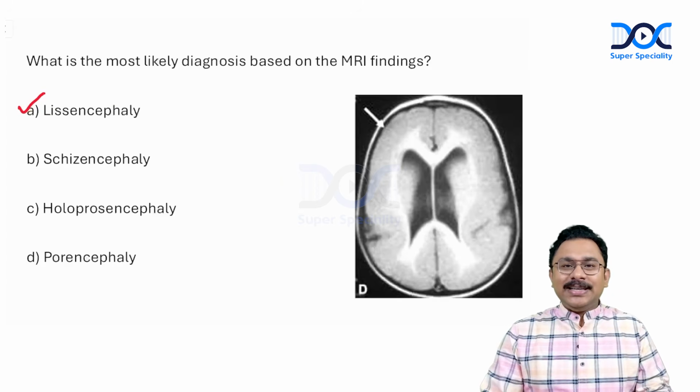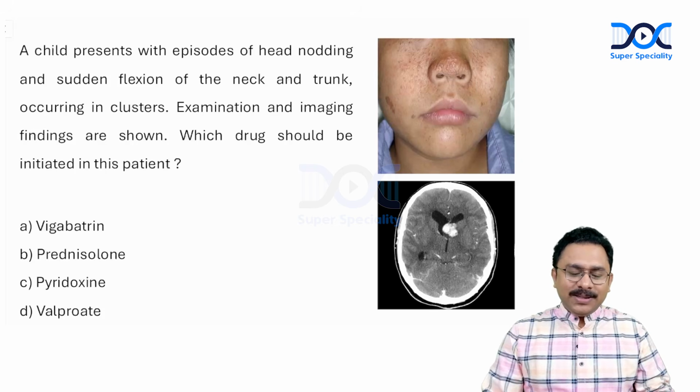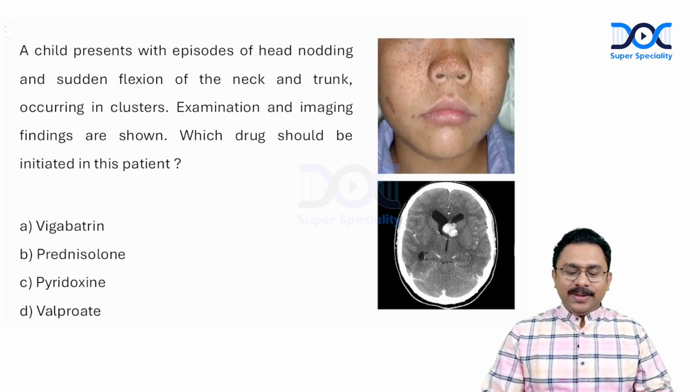Coming to the next question, a child presents with episodes of head nodding and sudden flexion of the neck and trunk occurring in clusters.